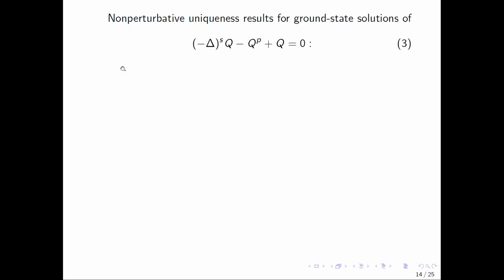equation. By non-perturbative, I mean not one that you get just by perturbing a uniqueness result for a specific value of S. So it was known, Kwong had proved uniqueness for the regular nonlinear Schrodinger equation, which was S equal 1, for all subcritical nonlinearities. But he had to use ODE techniques to do this, which would not work for the fractional nonlinear Schrodinger equation.